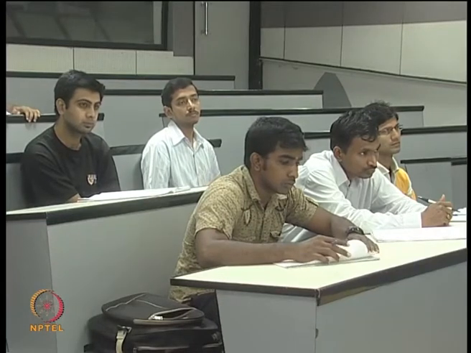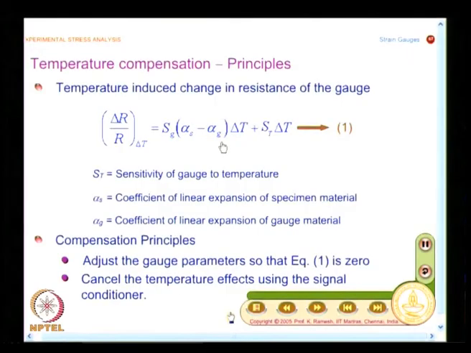So, from an instrumentation point of view, it makes your life simple. You just paste the strain gauge, automatically the temperature effects are cancelled. So, that you get by adjusting the parameters of the foil, so that you have appropriate modification in alpha g and S t, so that the equation goes to 0.